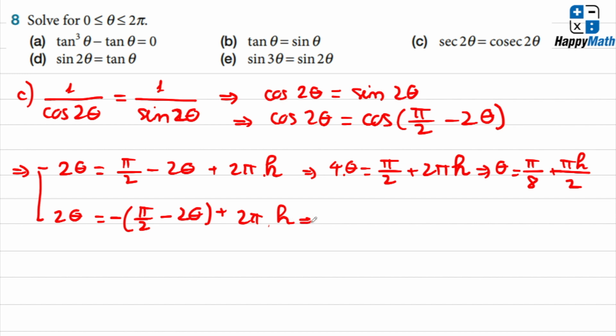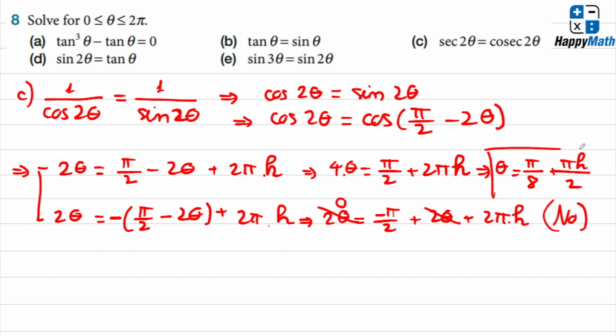How about the next one? I think that will be no solution. I will expand this bracket. You have the minus sign outside this bracket, which means minus 1 times pi over 2 minus pi over 2 plus 2 theta here plus 2 pi k. So you have 2 theta on both sides, so here equal to 0. This one is equal to 0. So I think this cannot be the right answer. No solution for this equation. You have only this formula.